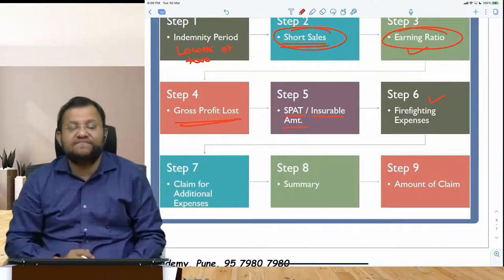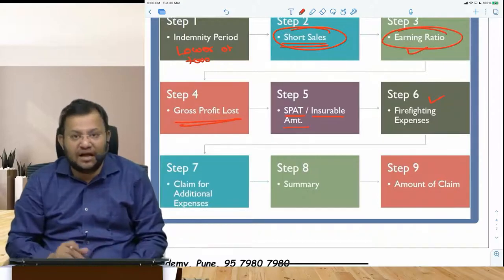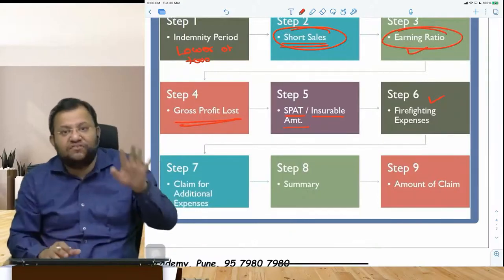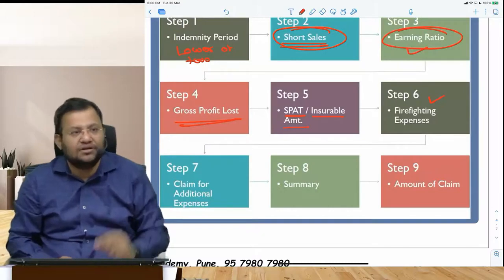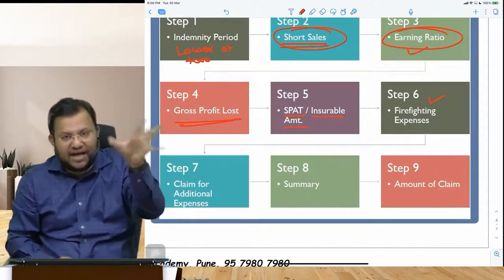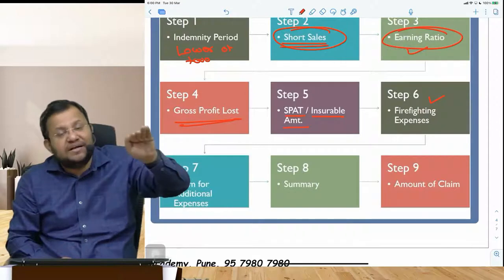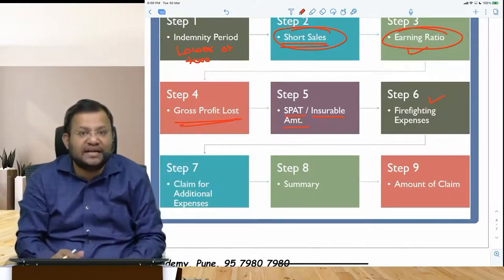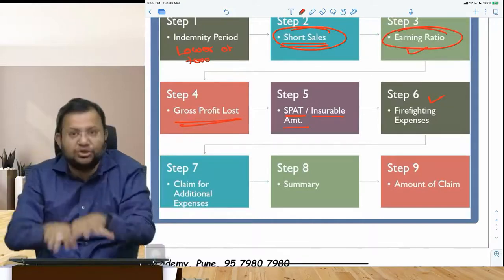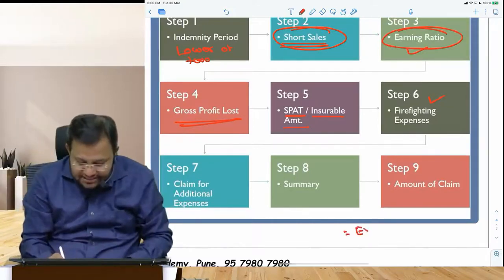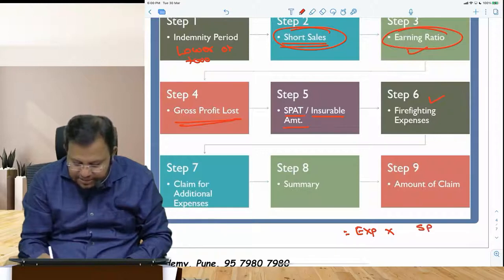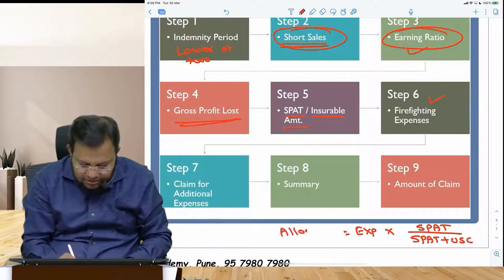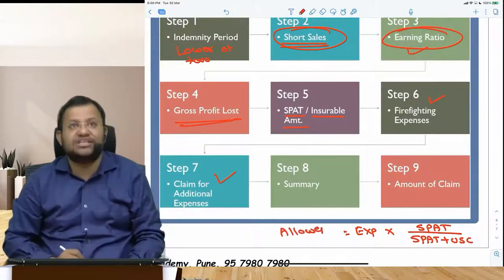Step 6, claim for firefighting expenses. It will be allowed to the extent of the lower of the following items: expenditure on firefighting expenses, or expenditure into SPAT upon SPAT plus uninsured standing charges. That is just to reduce the amount of claim. So expenses into SPAT upon what? SPAT plus uninsured standing charges. This is allowed. Step 7, claim for additional expenses.